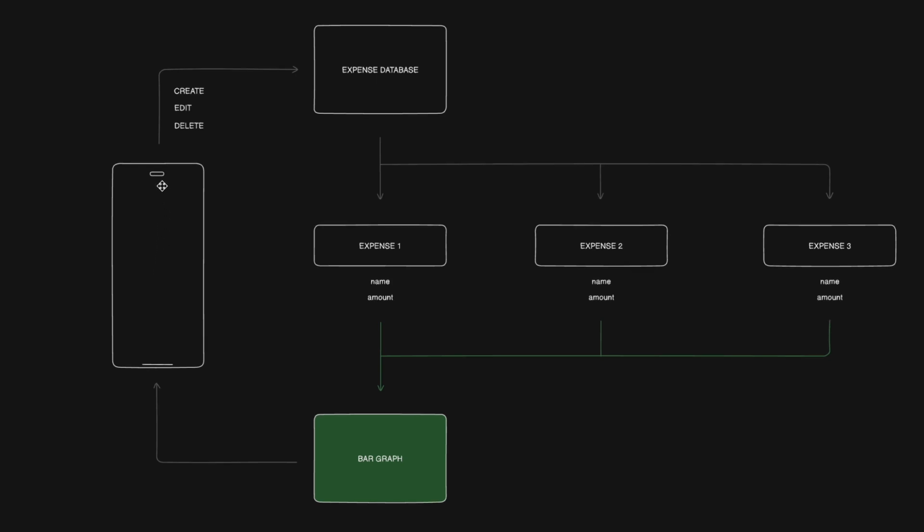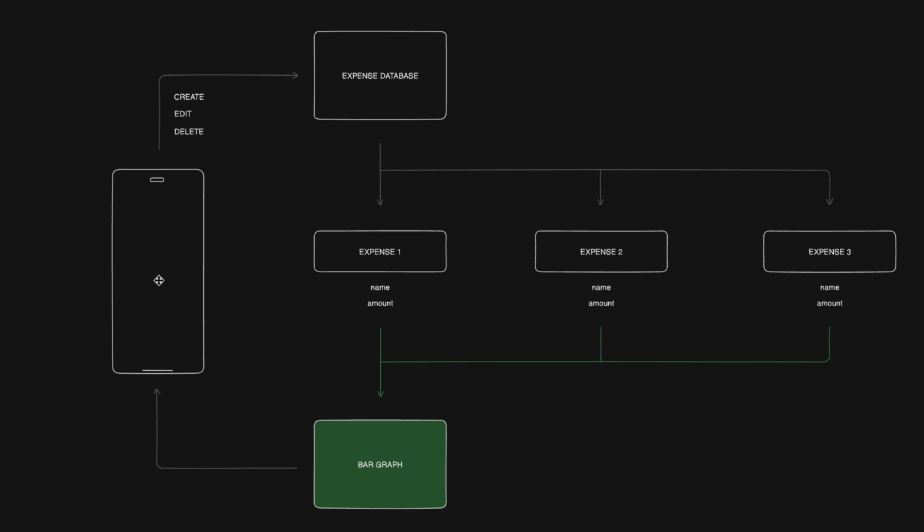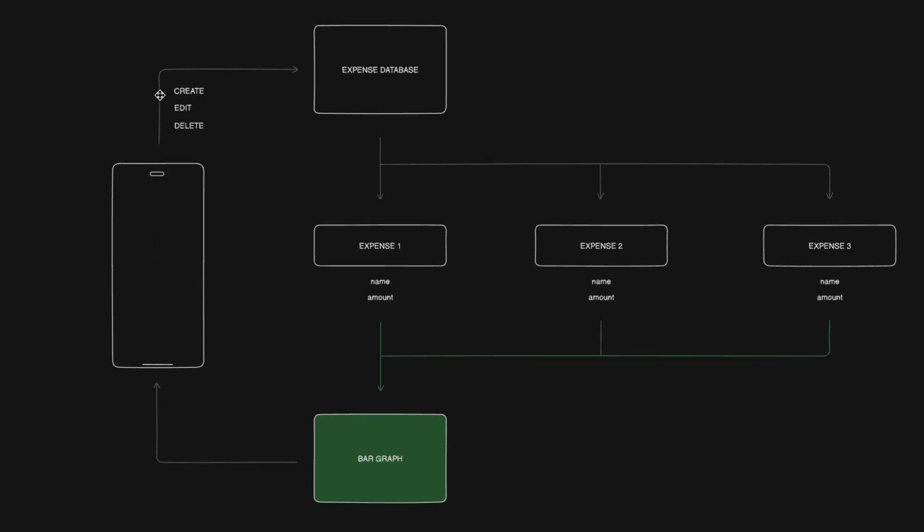Now just before we start coding, let's have a look at a nice visual diagram just to know what we're about to code up. So from our phone, we're going to be able to do 3 things, which is firstly create a new expense, and we can edit and delete it as well. So we're going to organize this in an expense database. And so in here we can store each individual expense. So like, let's say we have 3 expenses as an example, and each expense has a name as well as an amount. So then we can gather all of this data together and organize it into a nice bar graph, and then we'll give it back to our app.